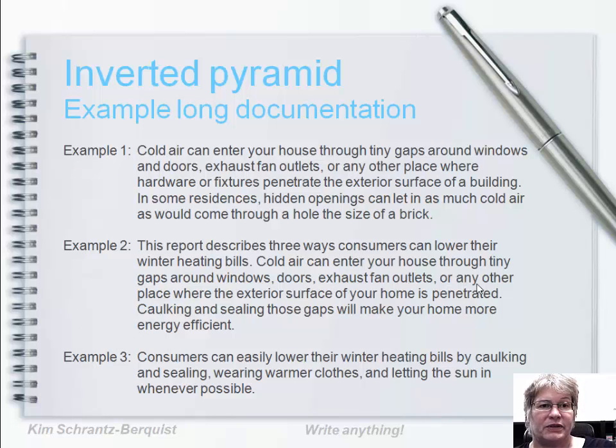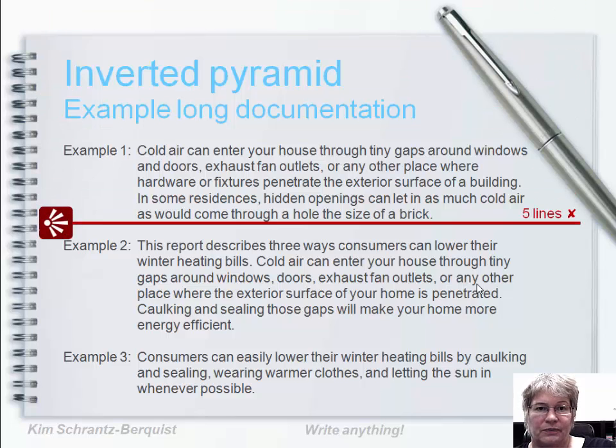Here's some examples of longer documentation. Now let's see. Cold air can enter your house through tiny gaps around windows and doors, exhaust fans, outlets, or any other place. In some residences, hidden openings can let in as much cold air as would come through a hole the size of a brick. Well, I'm not sure what point we ever got to there, except a lot of cold air is coming into our house. I don't know how to fix it. So if we look at where we can stop reading, well, it's all the way at the bottom, and we probably never get to any improvements.